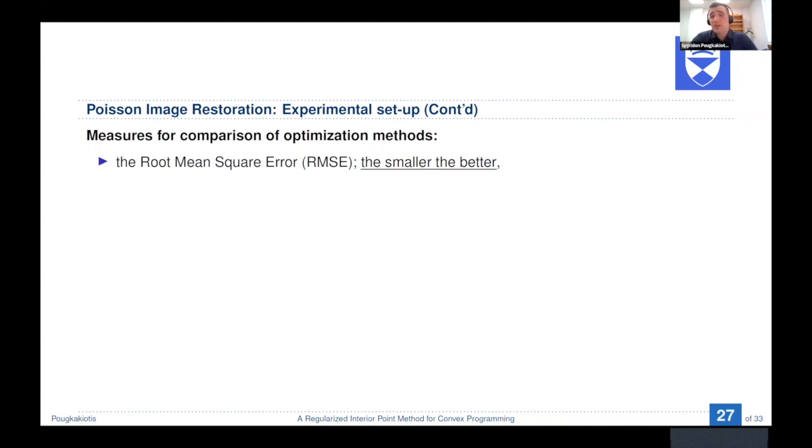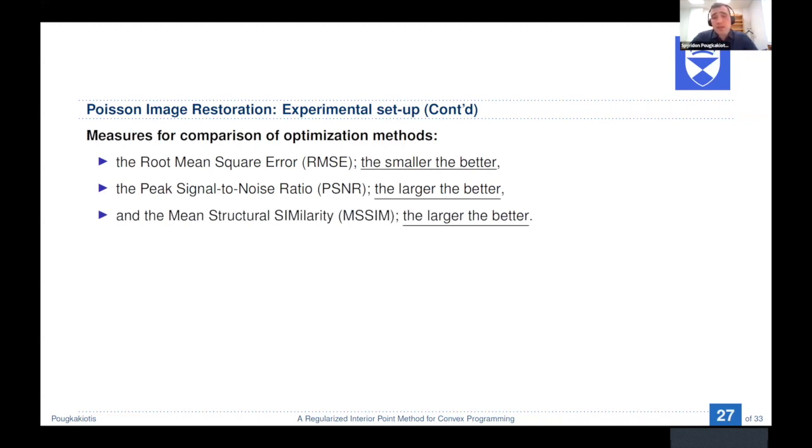Of course, in this case, the smaller, the better. The peak signal to noise ratio, the larger, the better, of course. And another metric, which is the so-called mean structural similarity, which measures the perceived similarity of the restored image to the original image. And again, in this case, the larger, the better.